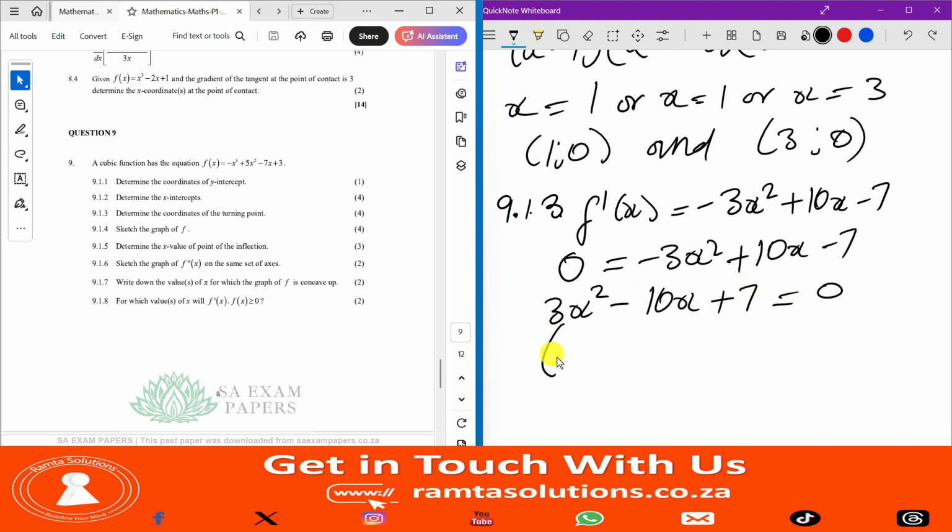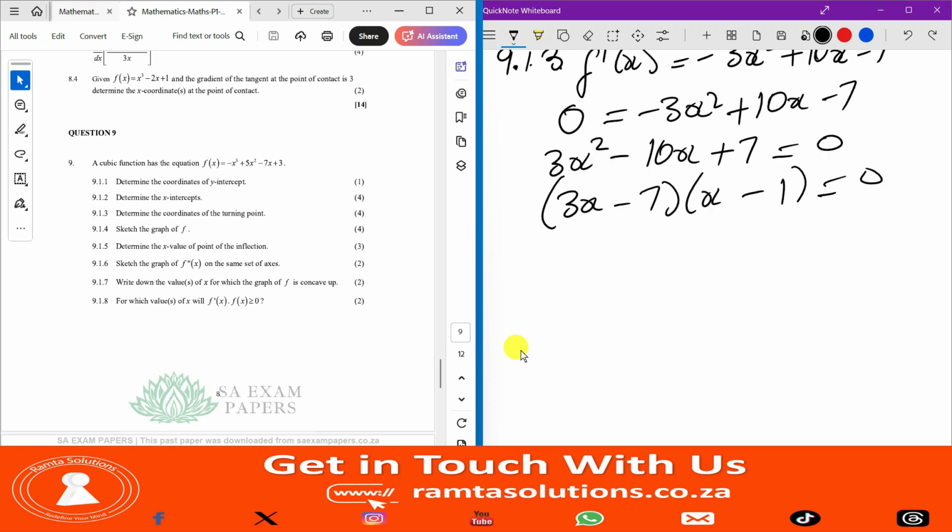Then we can say this is 3x minus 7 and then x minus 1. This will work, isn't it? So when I look at this, I see that x equals 7 or x equals 1. Not just 7, sorry, 7 over 3. Now remember, guys, this question was saying coordinates of the turning point. It wasn't saying x values of the turning point. So I now need f of 7 over 3.